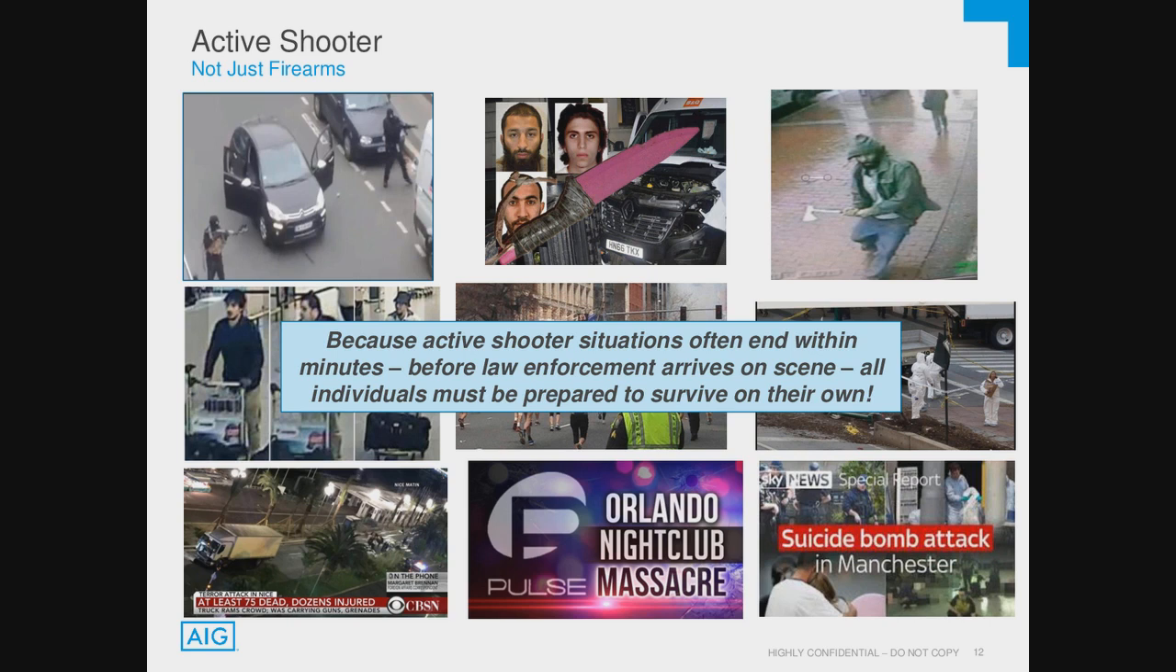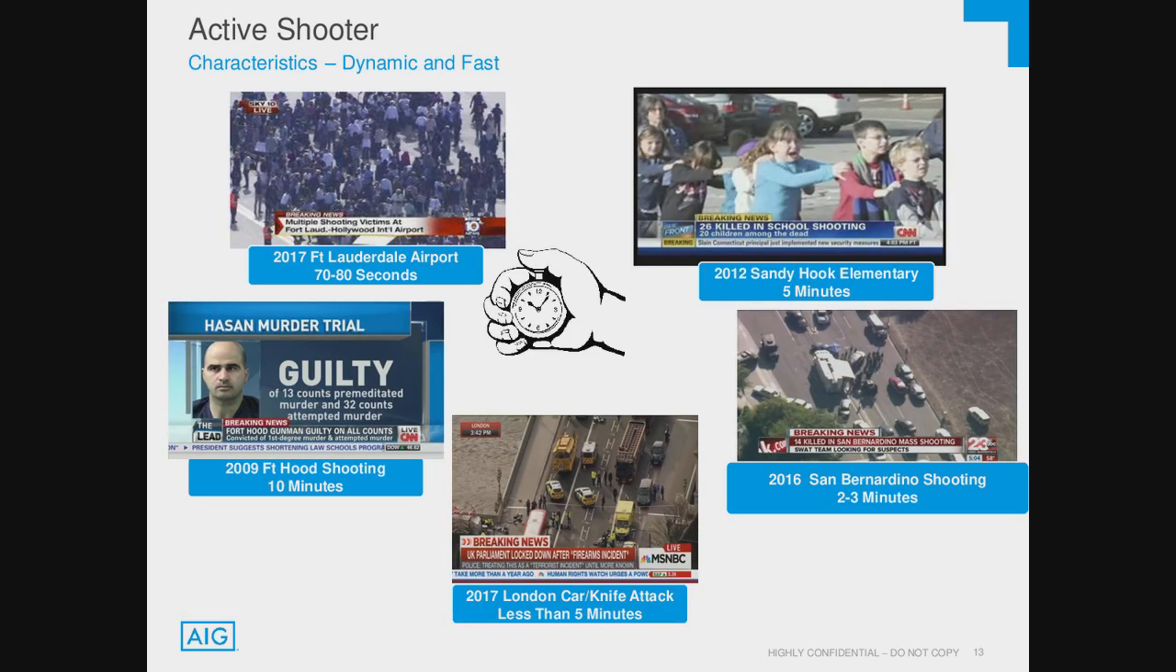These events just don't happen with firearms. They happen with knives and cars. They happen with axes, gunshots, bombs, suicide bombers. It's a pretty open avenue of attack, and basically what kind of weapon you have access to. And they don't take long at all. The Fort Lauderdale airport was 70 to 80 seconds. Sandy Hook was 5 minutes. Fort Hood was 10. San Bernardino was 2 to 3. And then the London car knife attack was less than 5 minutes.